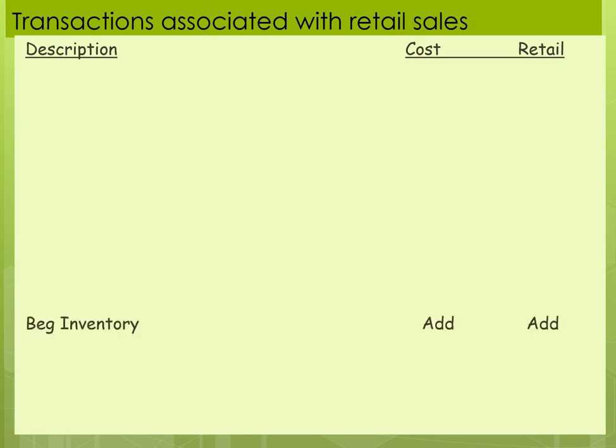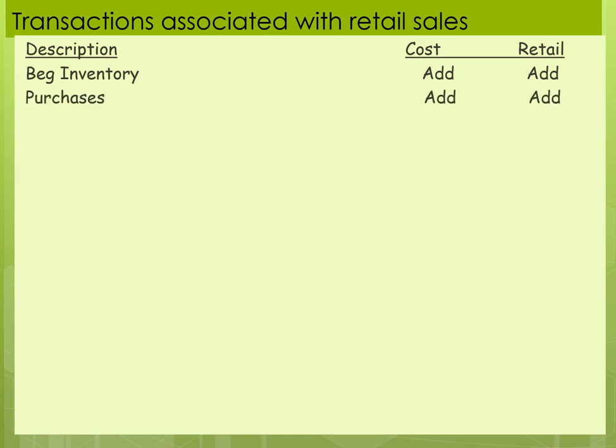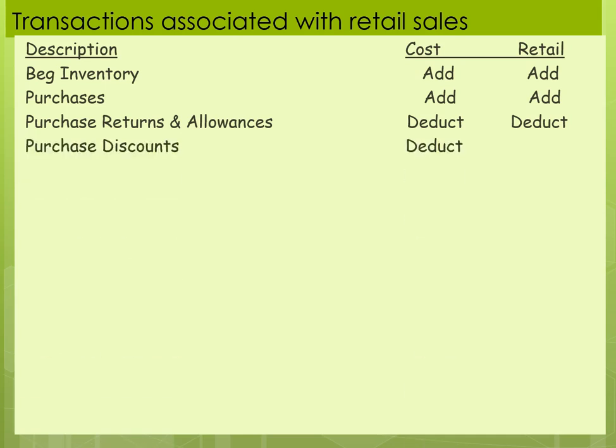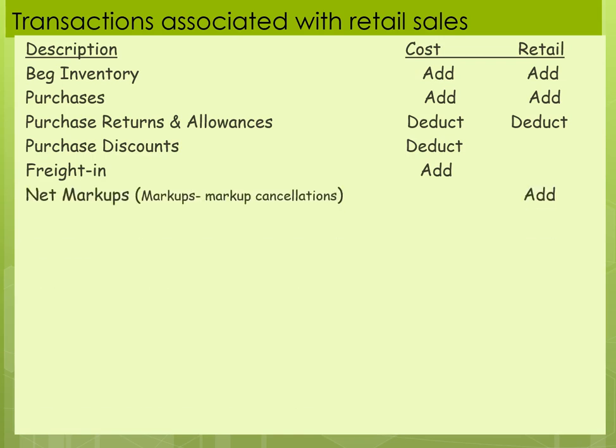Beginning inventory is always an add, purchases are an add, purchase returns and allowances are a deduction, purchase discounts are a deduction, freight in is an add, net markups minus markup cancellations are an add, net markdowns minus markdown cancellations is a deduction.